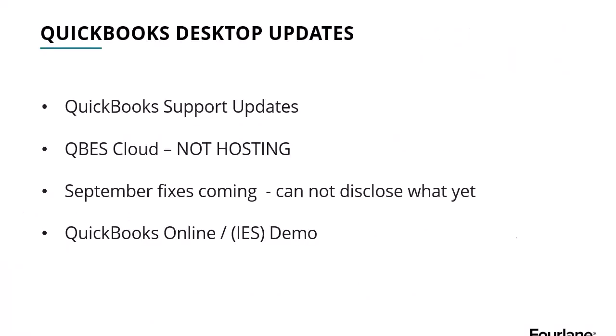So we're going to talk about QuickBooks support updates, some things that have been going on in support that I want to make sure you guys are aware of. Talk a little bit about the Enterprise in the cloud through the Fourlane CX. September fixes coming. I can't disclose. So I know that there are September fixes coming. I've seen them, but I can't disclose what they are yet. So I'm just throwing that in there to let you guys know. And I think it's September. Sometimes it's September. Sometimes it's early October. But there are some fixes coming.